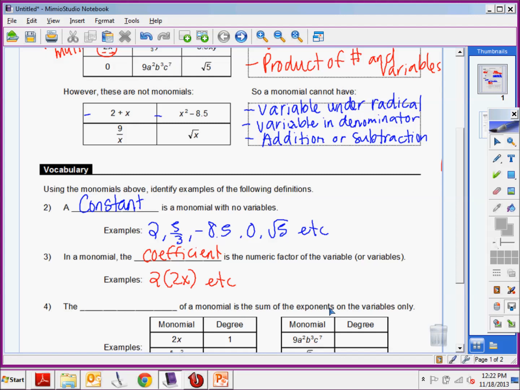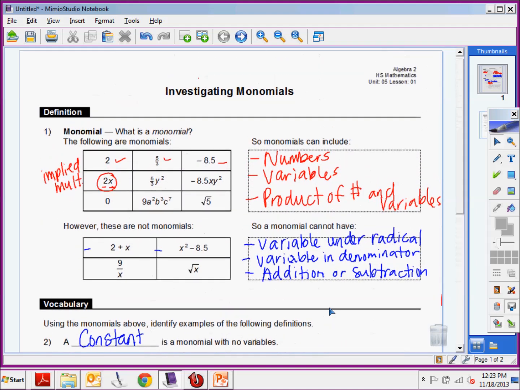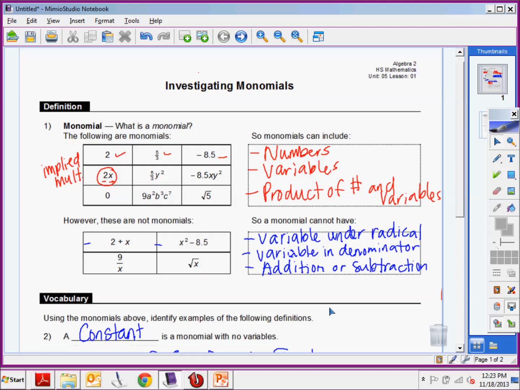Do we have to memorize the top two too? Yes, if I gave you a quiz over what's a monomial and what's not a monomial, you should be able to say, yes, it's a monomial, or no, it's not. Does that make sense? I think this is a monomial and this is not. If it's all in the top box, they're all monomials.